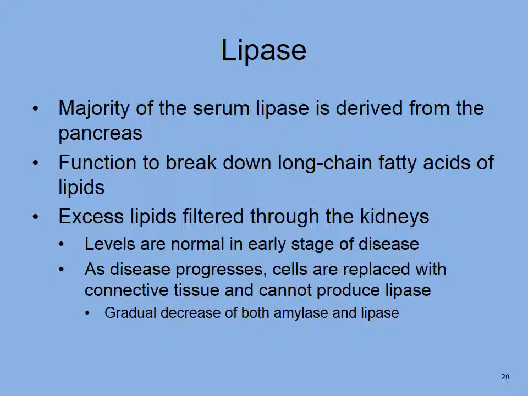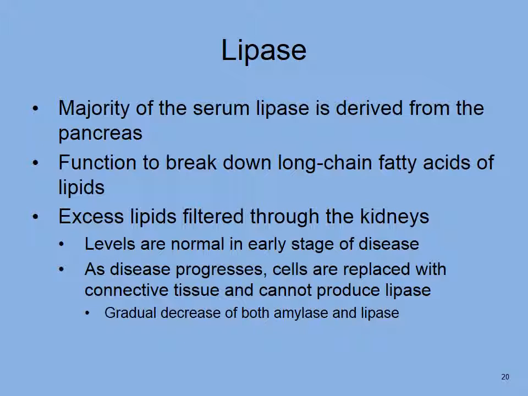Lipase, most of it again comes from the pancreas. It breaks down long-chain fatty acids of lipids, so it's responsible for fat digestion, essentially. Excess lipids are filtered through the kidneys, so levels are normal in early stages of disease. As the disease progresses, cells are replaced with connective tissue, cannot produce lipase, and gradually we get a decrease, actually, of both amylase and lipase.